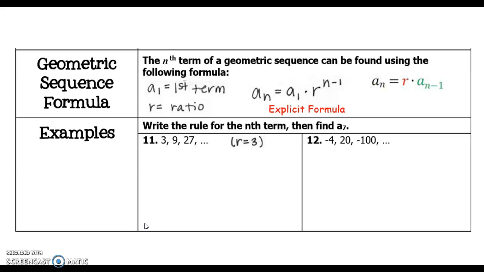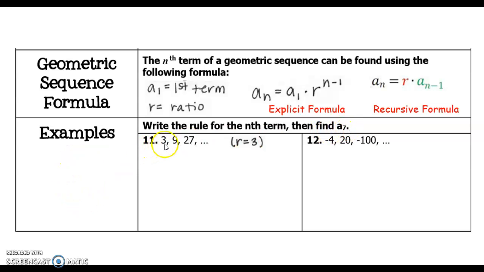Next step. Recursive formula is A sub n equals the ratio times the previous term, A sub n minus 1. Again, this one's only used to find subsequent terms in a sequence as you want to do all of the terms. The explicit formula will take you to a specific term. All right, number 11, and so on. We are being asked to write the rule for the nth term, so we want to write the explicit formula, and then we're being asked to find A sub 7.